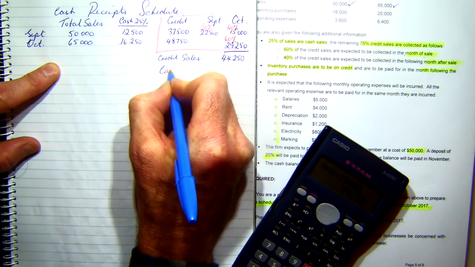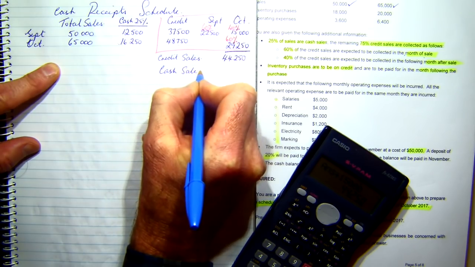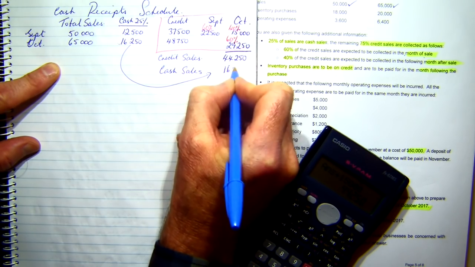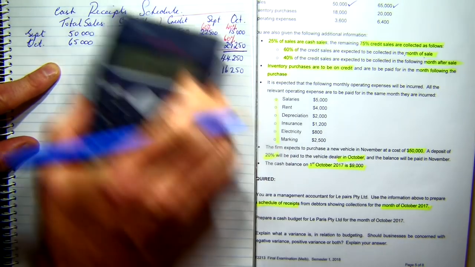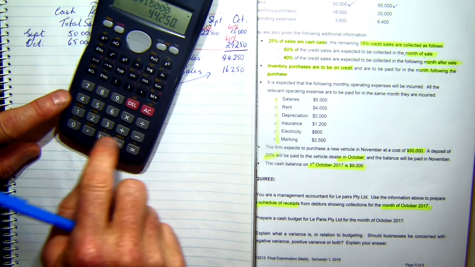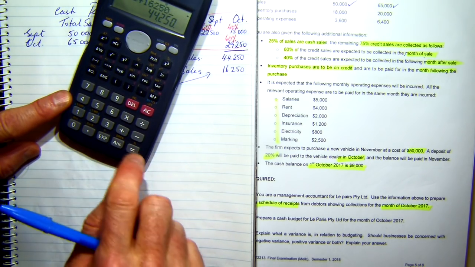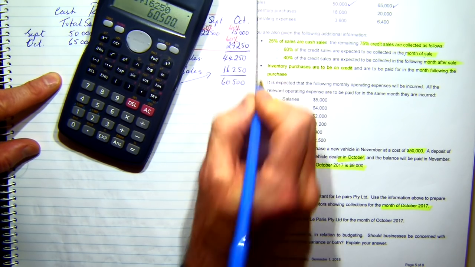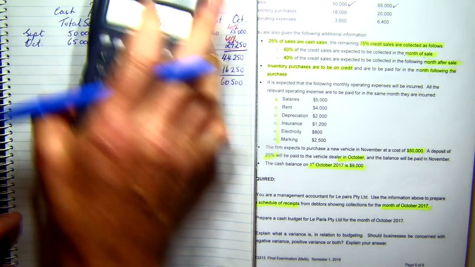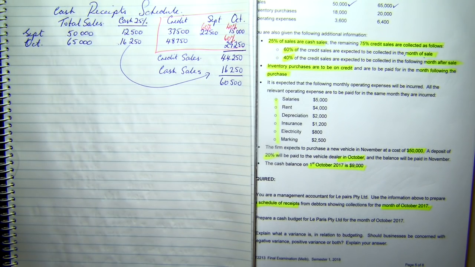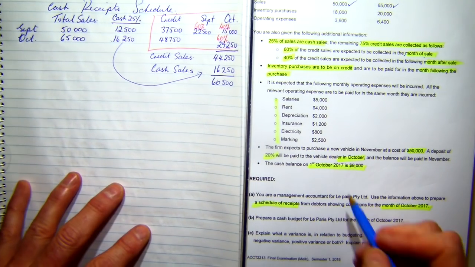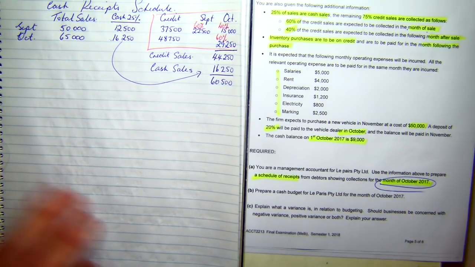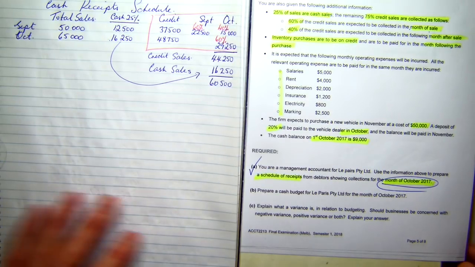And my cash sale in October, because that's what I'm trying to calculate, is 16,250, which when added together, plus 16,250, should give me 60,500 as my cash receipts for October, because we're only doing it for the month of October. So that ticks off item A.